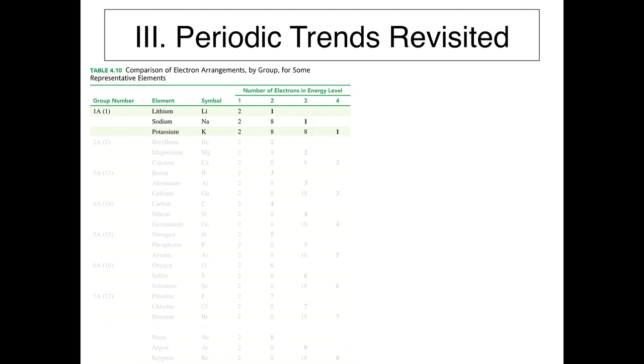Yes, they all end in 1. The last number, the outermost layer, is all the same, and it corresponds to the group number. So group 1A atoms all have 1 electron on its outermost shell. Another example is group 7A, the halogens: fluorine, chlorine, bromine. They are in group 7A, so they all have 7 electrons in its outermost shell.